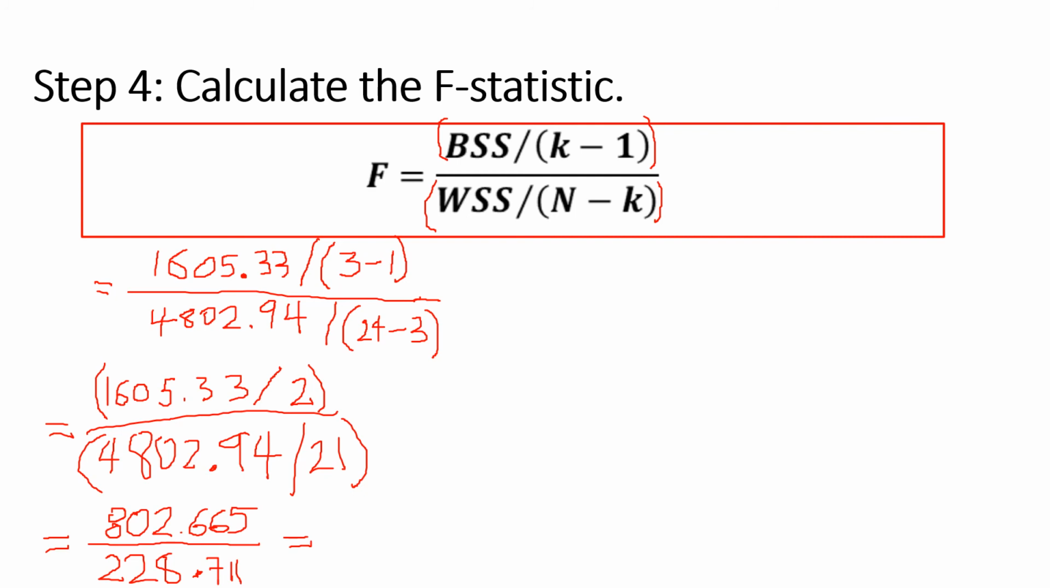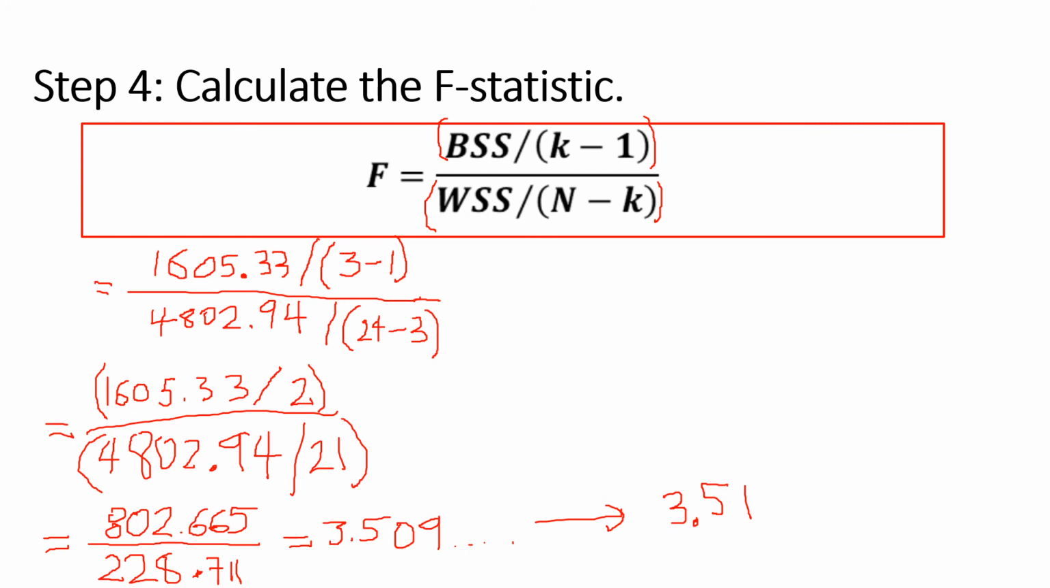802.665 divided by 228.711 gives us 3.509 blah blah blah, continues on. I'm just going to round that to 3.51, which actually is the same thing they've gotten in the textbook. That's good, right? So this is our F statistic for our observations.